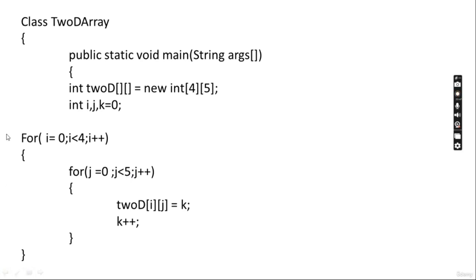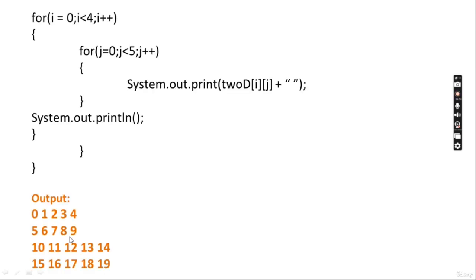So it will come out of the block again. i is equal to 1. For i equal to 1, j will iterate again 5 times. Then 0, 1, 2, 3, 4 is done. 5, 6, 7, 8, 9. Likewise, 4 rows are displayed in the 2D array. So this is the output. For displaying the output, a second for loop is used: 0, 1, 2, 3, 4, 5, 6, 7, 8, 9 and so on.